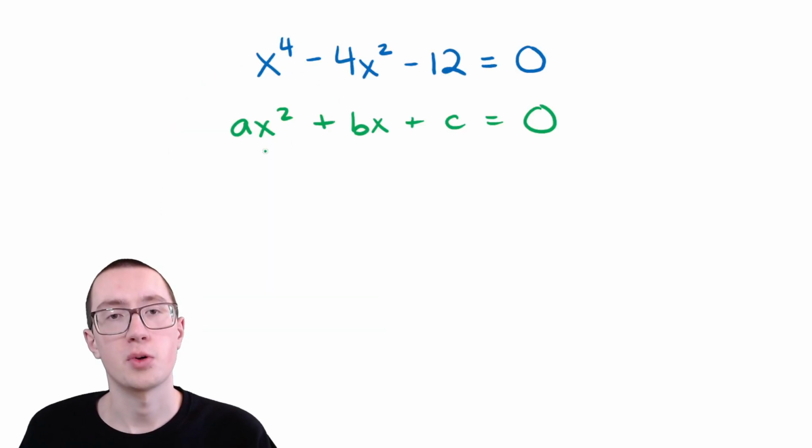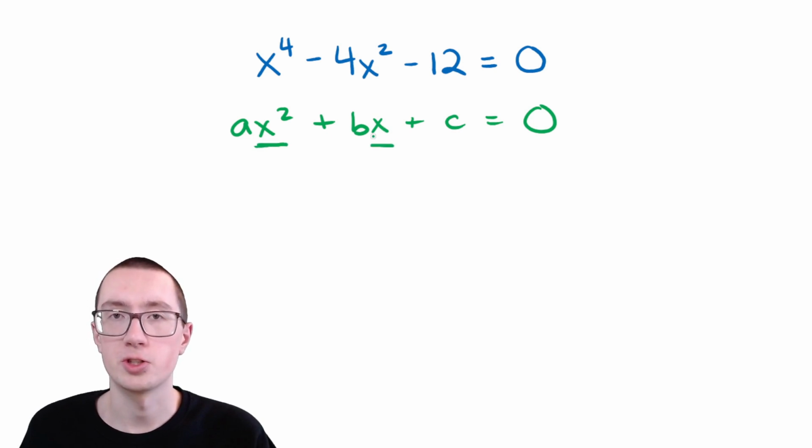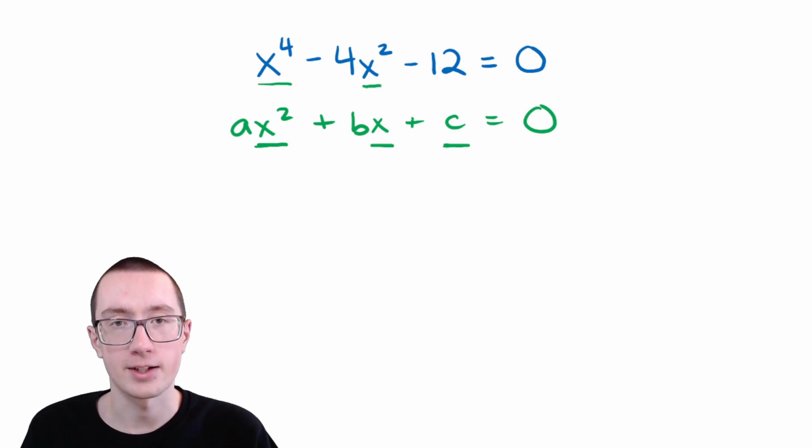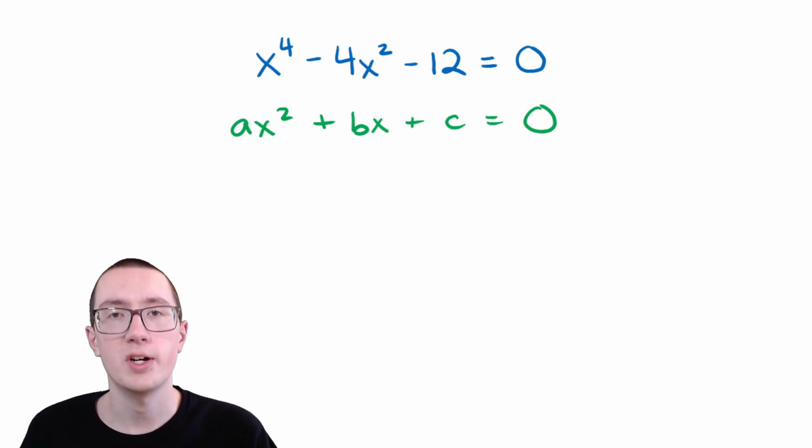But just as a quick review, a quadratic equation always has an x squared part, a regular x part, and then some number by itself. And then that equals 0. But in this equation, we don't have that. We have an x to the fourth, an x squared, and then a number by itself. So it's kind of similar, but we have bigger exponents. So the only way for us to be able to solve this is to somehow turn this equation into this format. How would we do that?